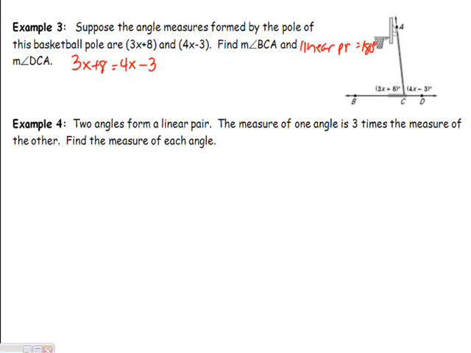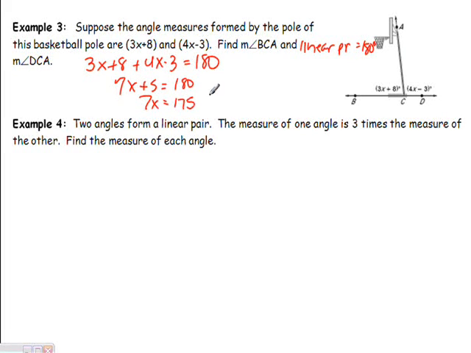I am not going to do that because what I just said was they equal 180. So I'm going to take 3x plus 8 plus 4x minus 3 and set them equal to 180. So I get 7x plus 5 equals 180, 7x equals 175. So divide by 7, and I'm fairly certain that I get x equals 25. Not my final answer, though. I have to plug it back in.